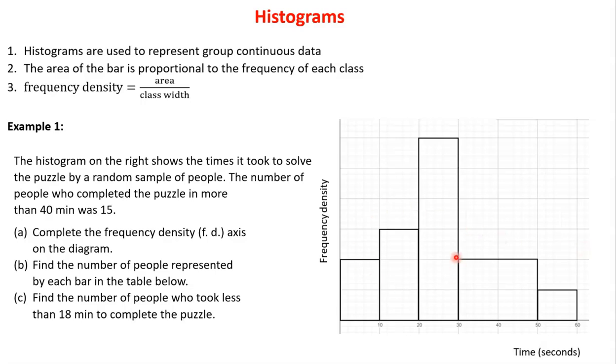So this histogram on the right shows times it took to solve a puzzle by random people, as you can see here. The number of people who completed the puzzle in more than 40 minutes was 15. So from 40 until the end was 15 people. And we will learn how to complete the frequency density axis to find the number of people represented by each bar, and then finally the number of people who took less than 18 minutes. So let's start by doing part A.